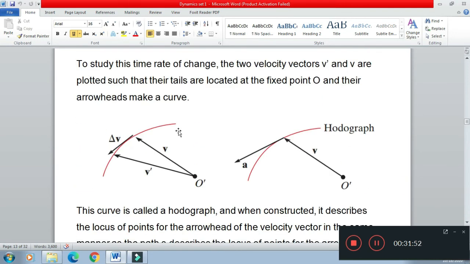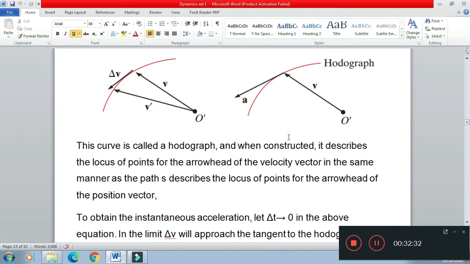The plot for the direction of acceleration or delta v is the hodograph. The path of the particle is for the direction of delta r, and the hodograph is the curve for the direction of delta v. The path of the particle is for delta r, that is, delta r lies on the path of the particle. Similarly, delta v lies on the hodograph curve.